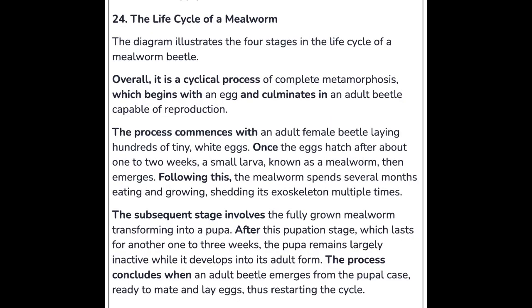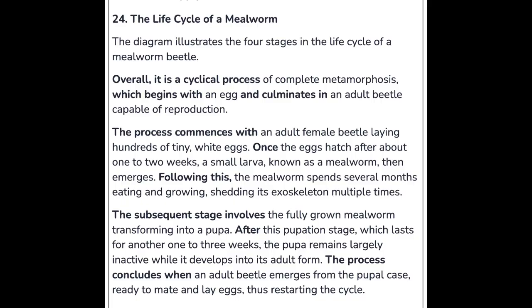The diagram illustrates the 4 stages in the life cycle of a mealworm beetle. Overall, it is a cyclical process of complete metamorphosis, which begins with an egg and culminates in an adult beetle capable of reproduction. The process commences with an adult female beetle laying hundreds of tiny, white eggs.